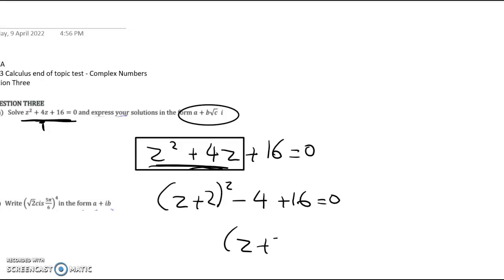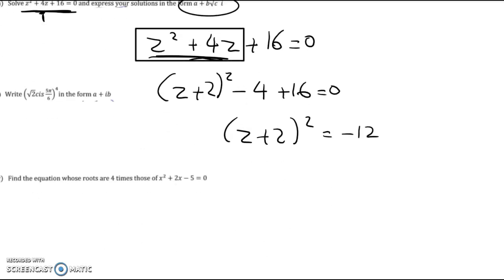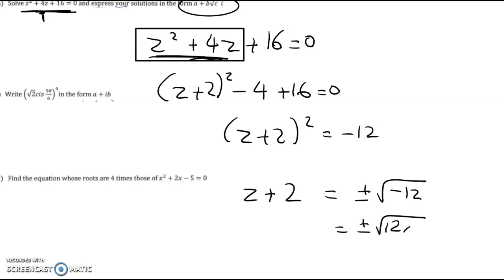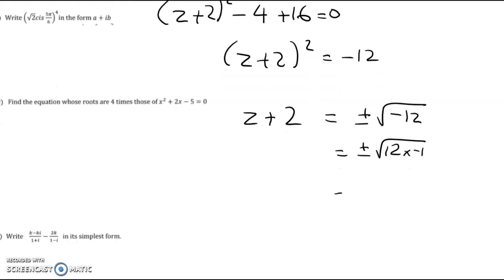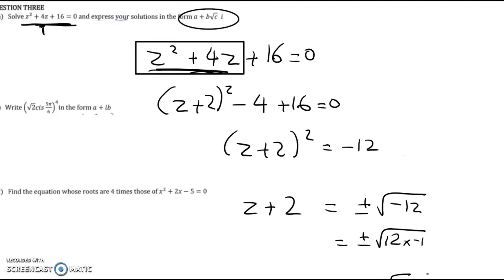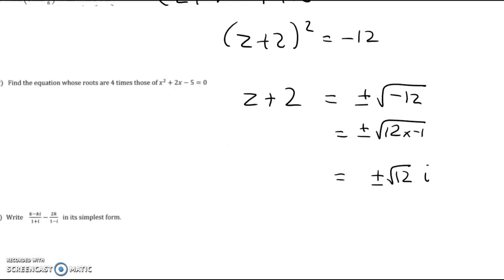Right, so next we get z plus 2 squared is equal to negative 12. And now I take square roots of both sides and I get z plus 2 is equal to plus or minus the square root of negative 12, which is plus or minus root 12 times root negative 1, which is plus or minus root 12i. And we know that we want to get it into this form, b root ci. So now we're finally going to have z is equal to negative 2 plus or minus 2 root 3i.